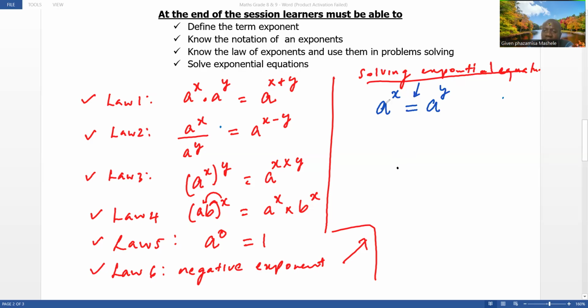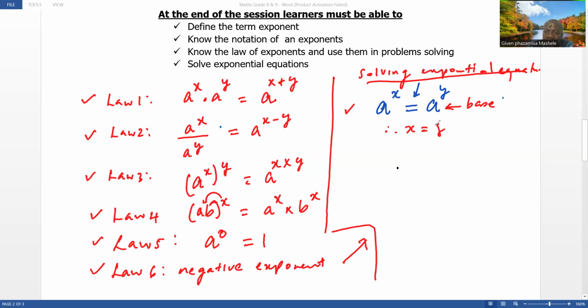You see that we're having a to the exponent of x. This is equated to a to the exponent of y. As long as there's an equal sign, and here we have a base, this principle says, as long as the bases are the same and there's an equal sign, we just equate the exponents. So if the bases are the same, then it means x is the same as y.